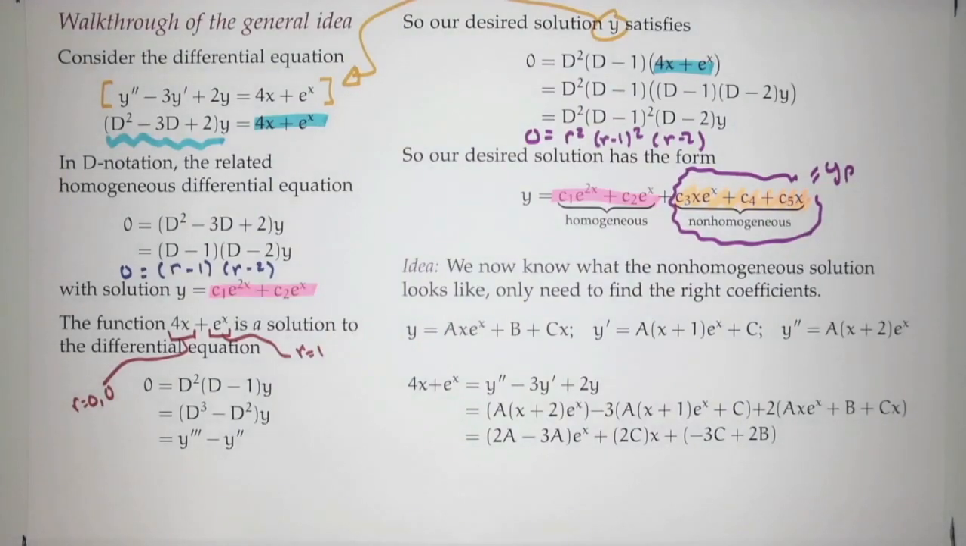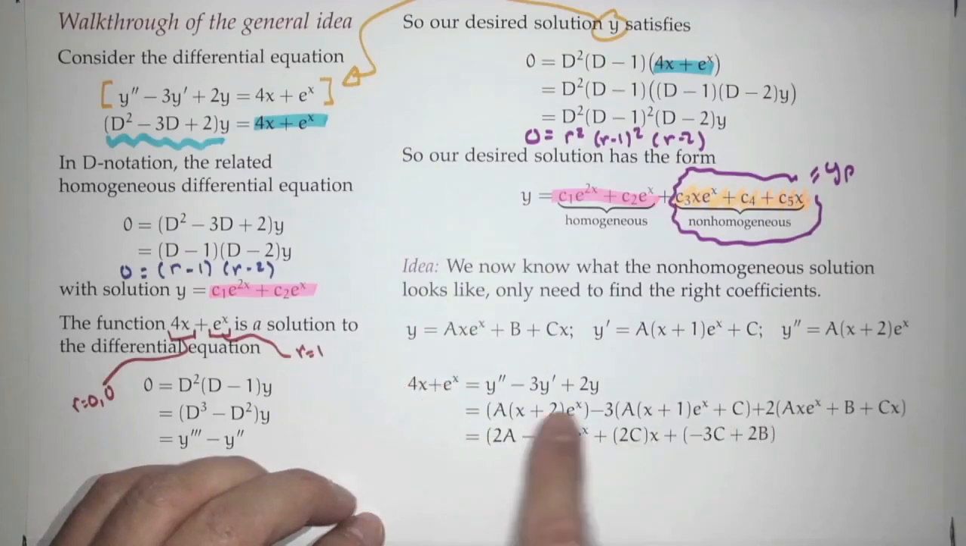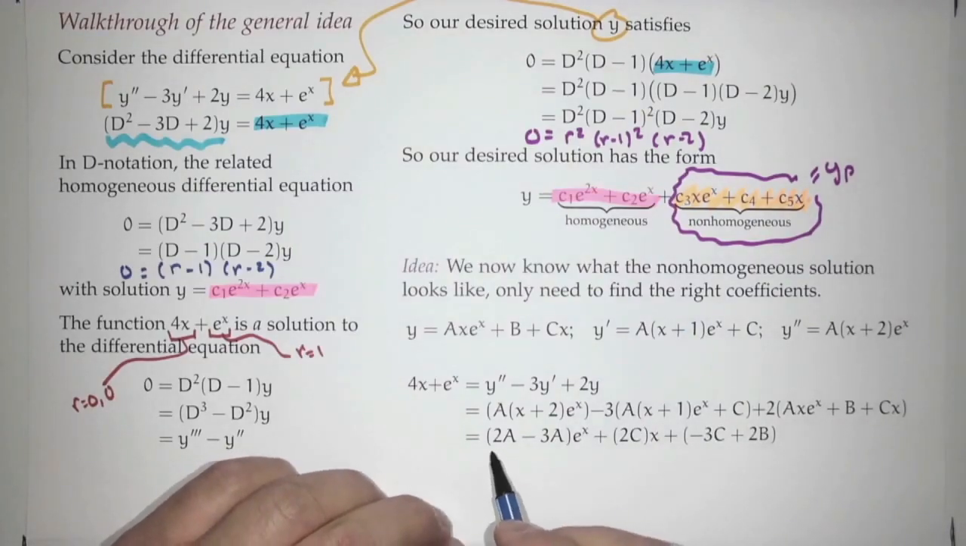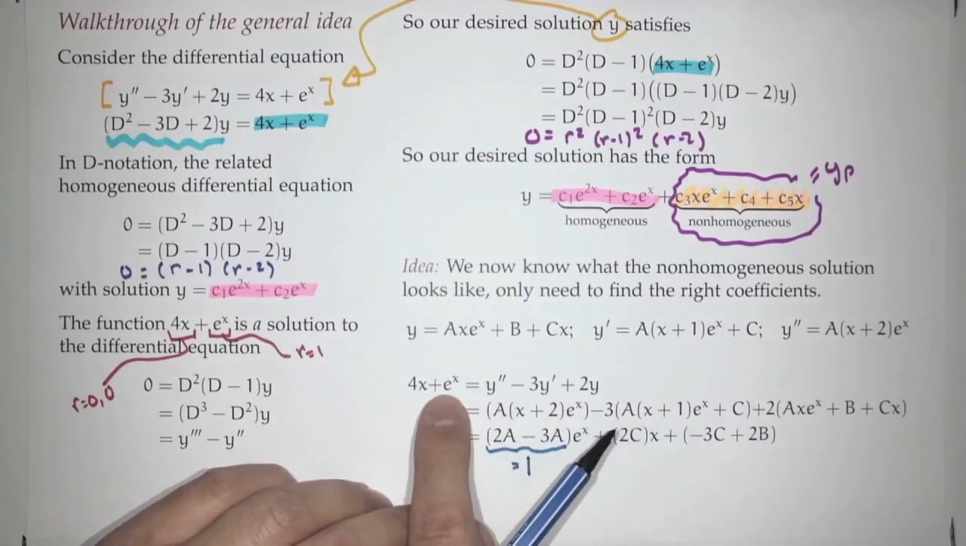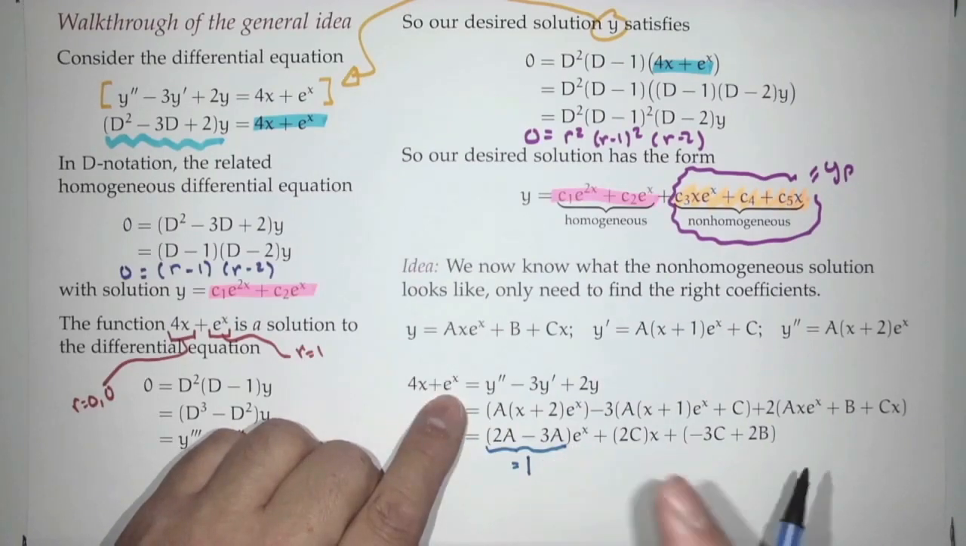Okay, so we have our form for what this particular solution should look like. We plugged it into our differential equation and grouped things together. Now, in order for this to work, the function 4x plus e to the x has to match this side here. And now we play our great matching game. What should be true about 2a minus 3a? It should equal 1, because I'm comparing coefficients of e to the x, and the coefficient for e to the x on that side is 1. So we better have 2a minus 3a be 1.